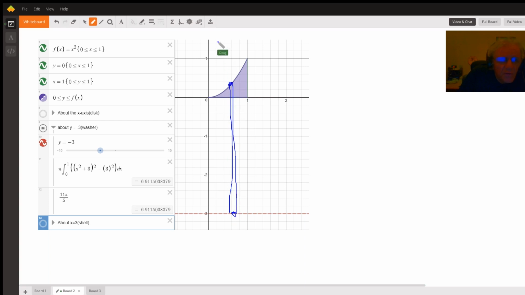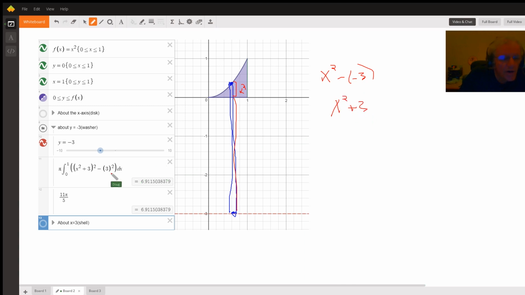But so this distance right here, for some number x, is x squared. And this distance is 0 minus -3. So the total distance is x squared minus -3. Top minus bottom, it's one way to think about it. So that's the outer radius, x squared plus 3.